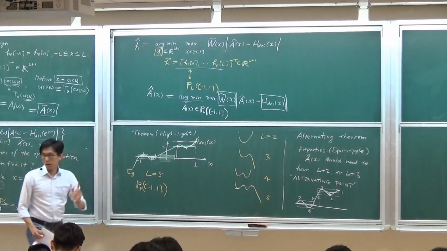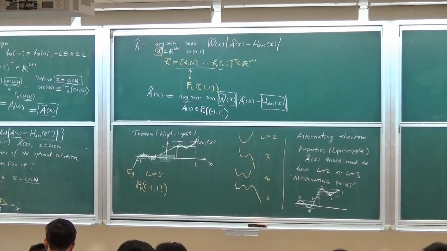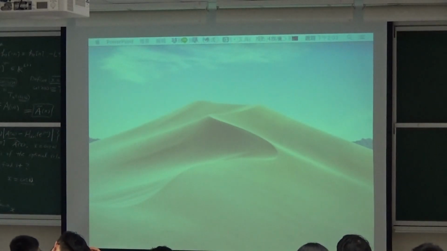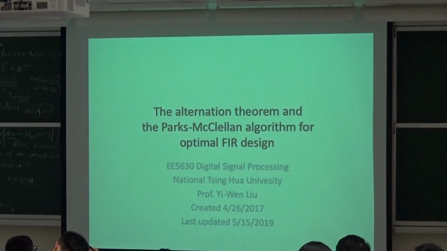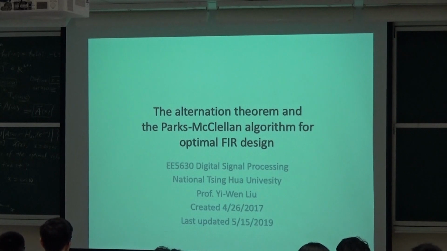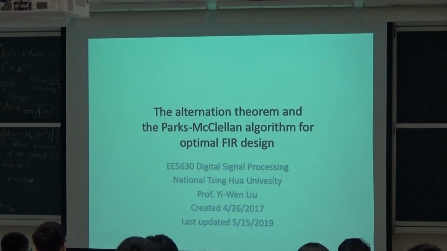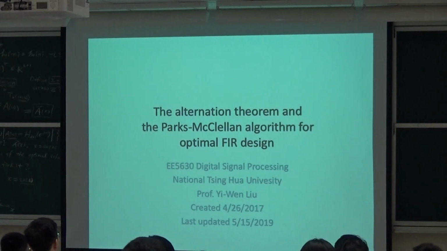Let me switch to my PowerPoint. Okay, finally. I just want to show you briefly. Next time we continue talking about how we find the optimal filter. How to find it is quite tricky, so we can cross over next time. But today, let's see a few examples. It's called the alternation theorem. So let's go ahead and move on to those.